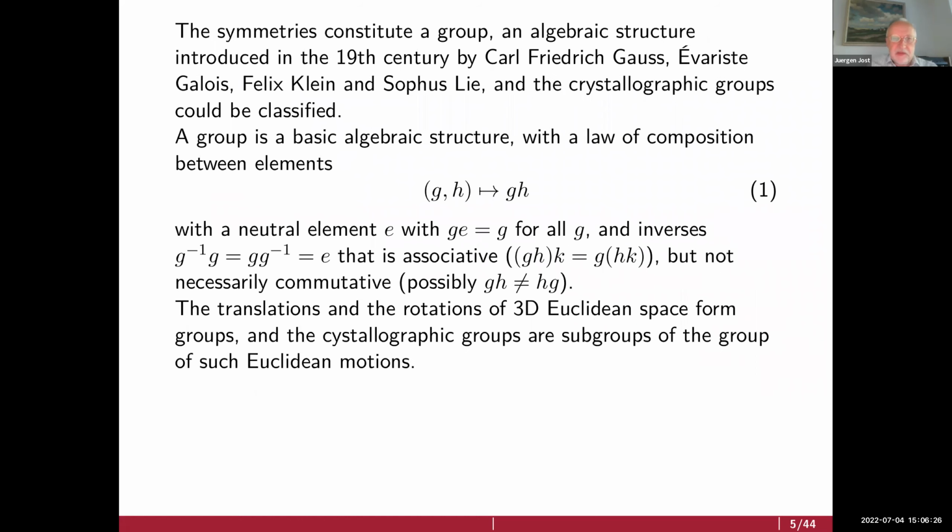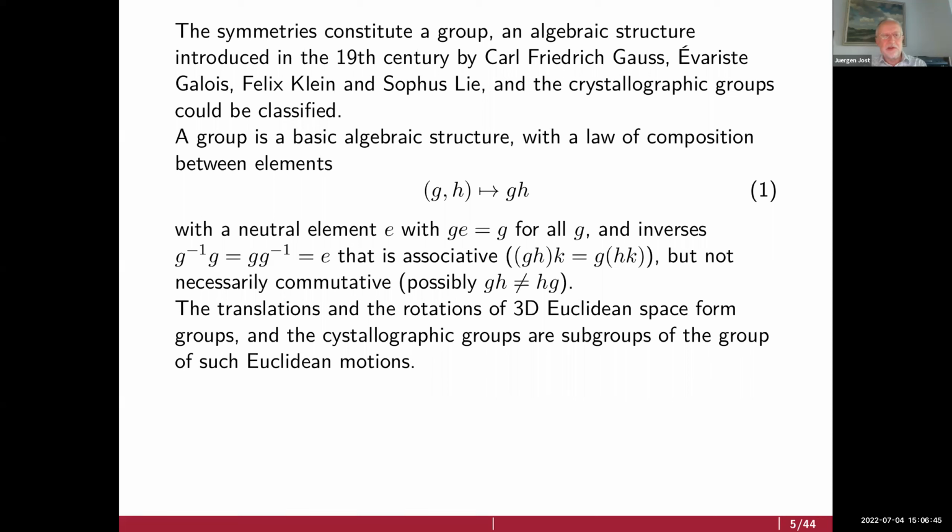Now let's go a little bit into the mathematics. A group is a very basic algebraic structure where you have a law of composition between elements. So g and h are elements, and if you have two such elements, you can form their product g times h.